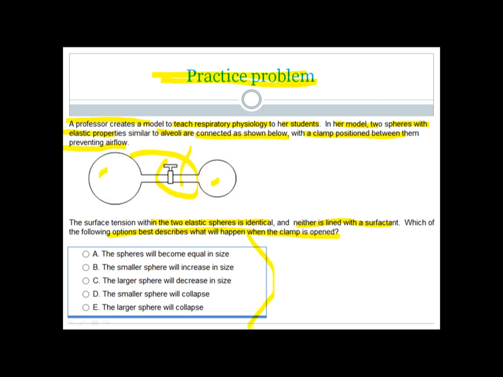So pause for a moment, pick your answer, and my answer will be that the smaller sphere will collapse, because the question mentioned that this smaller sphere does not have surfactant, and as the smaller sphere has a small radius, the collapsing pressure will be high. So it will be the first one which will easily collapse when the valve is opened, and the air from here will flow to this region. So this one will collapse.